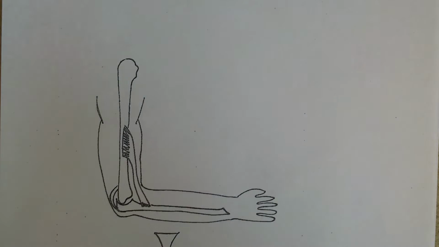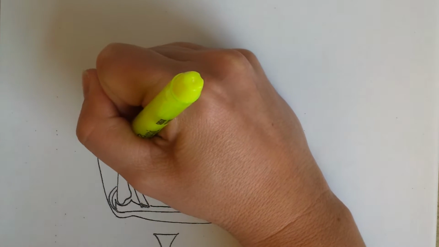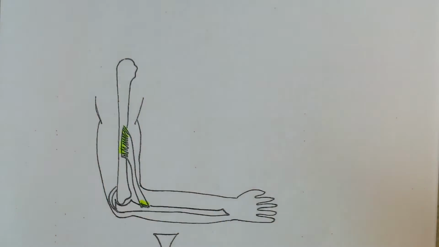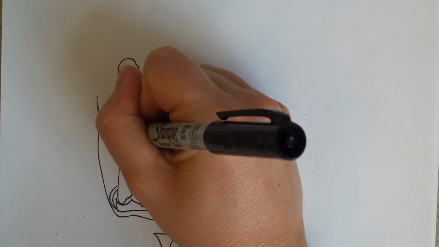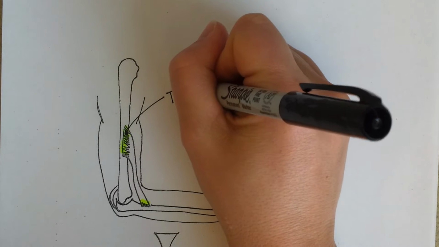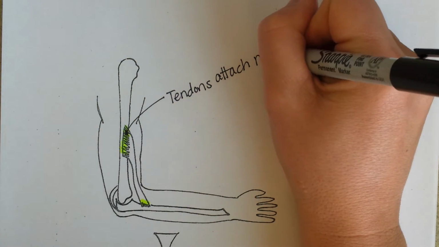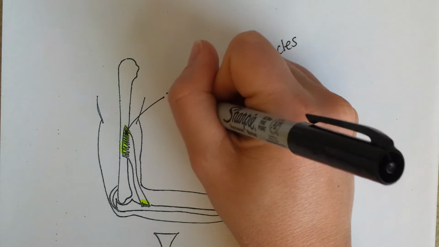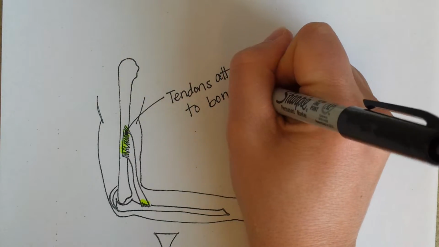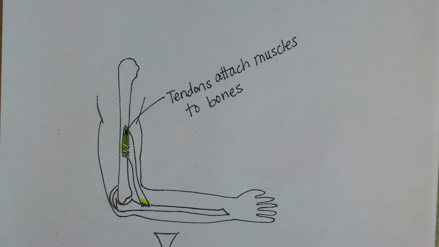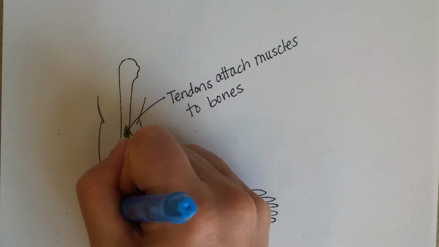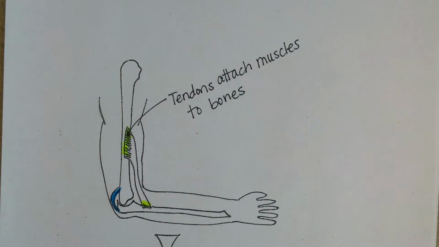The point of attachment for a muscle to a bone is called the tendon. And ligaments connect bones to bones. So the humerus, and in this case the ulna, I have them connected with a ligament here.